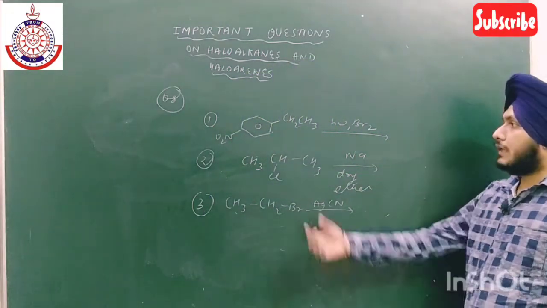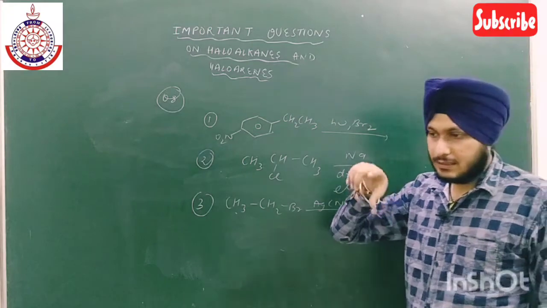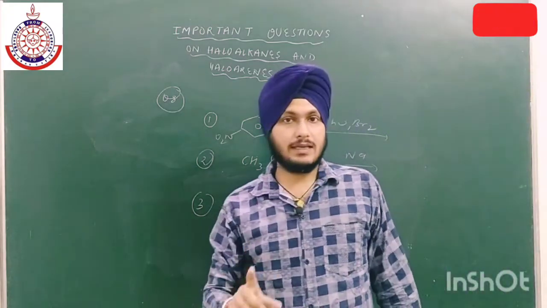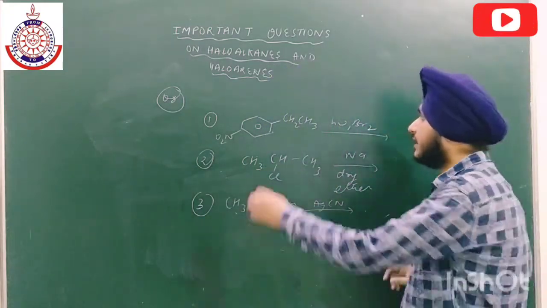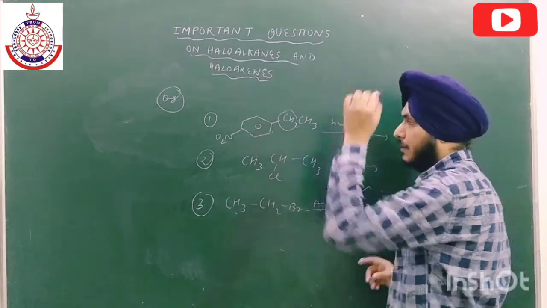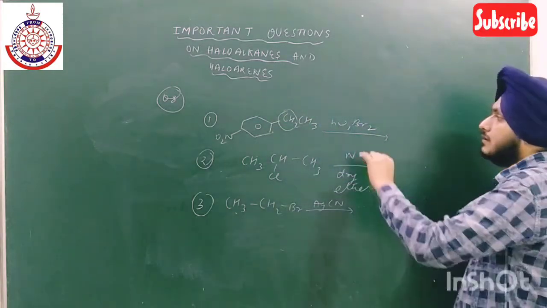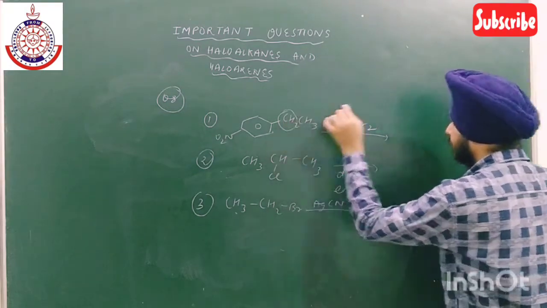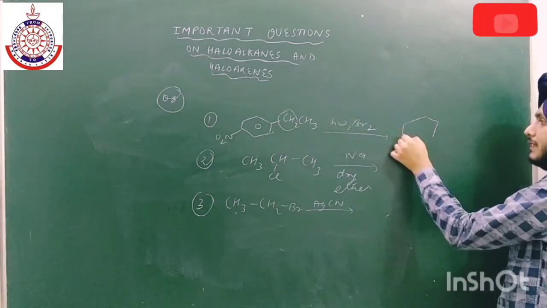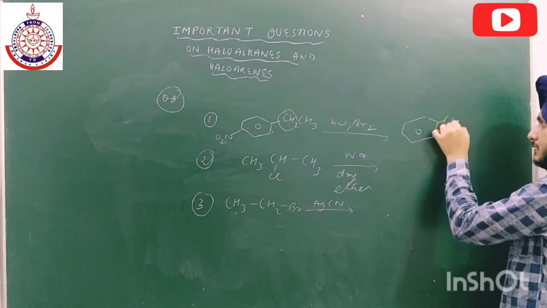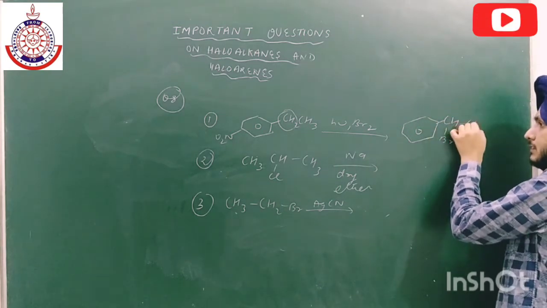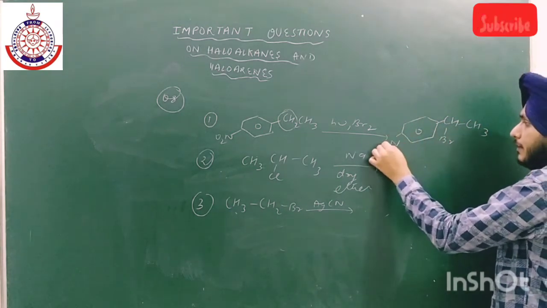Now, in case of side chain halogenation it always takes place at the benzylic carbon, at this carbon. And we will get this product CH, Br, CH3, and NO2 will remain the same.